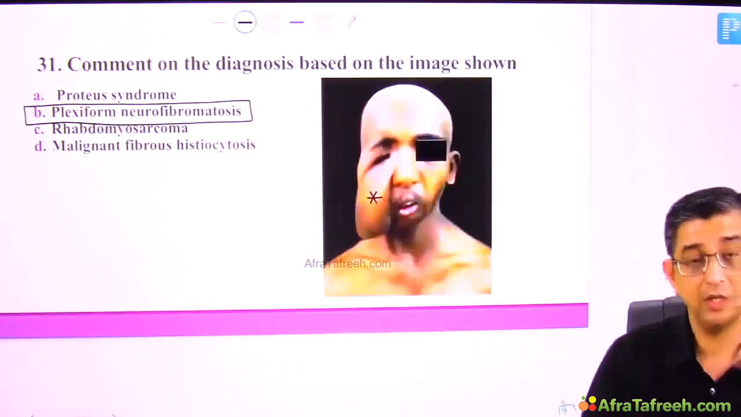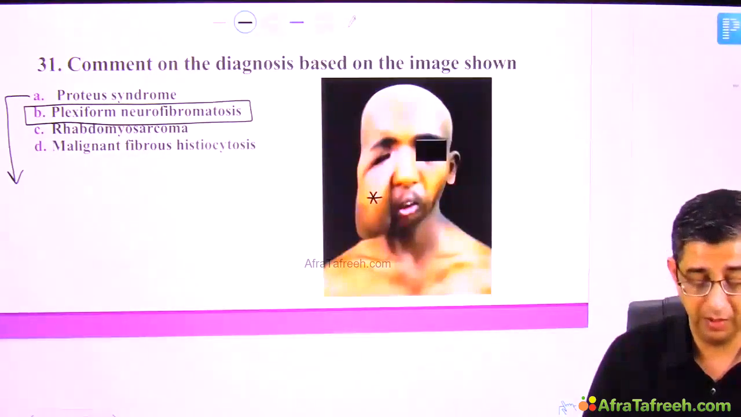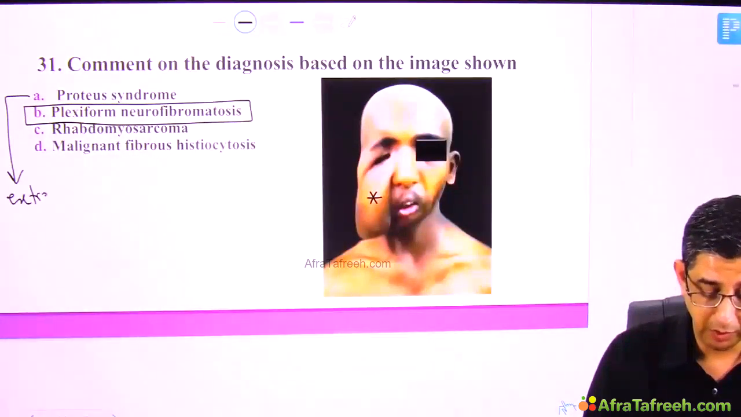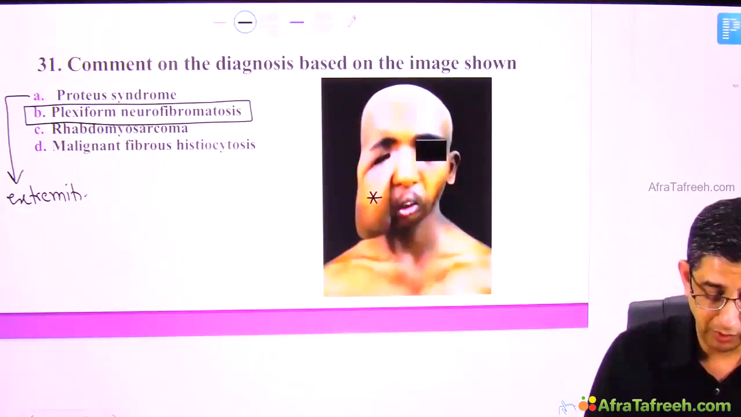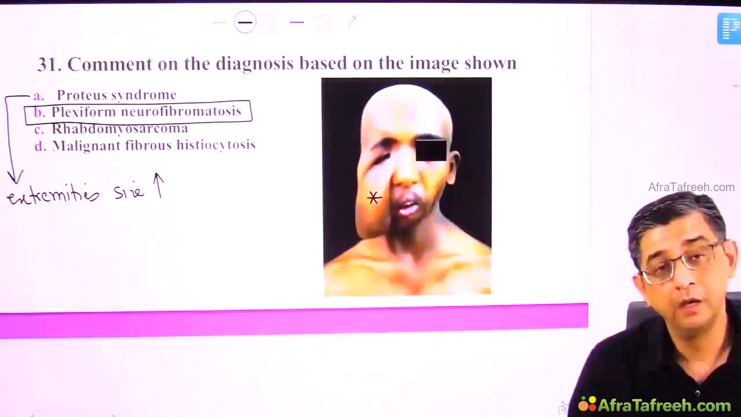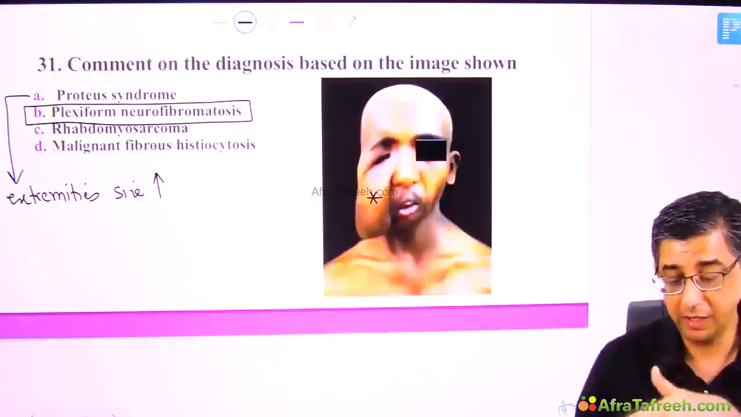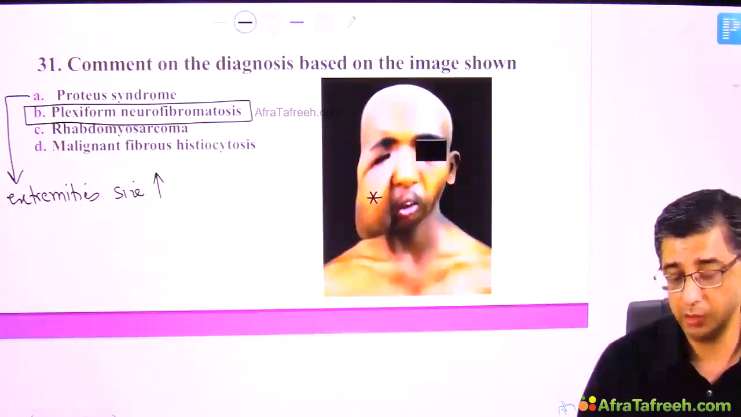Proteus syndrome is characterized by excessive growth of especially the extremities. It is mainly the hands and the feet that will become relatively bigger. So I am ruling out Proteus syndrome. It is the extremity size that will become relatively bigger. Rhabdomyosarcoma will mainly be ocular or could be present anywhere else related to muscles, but then unlikely to be present in the trigeminal nerve distribution.